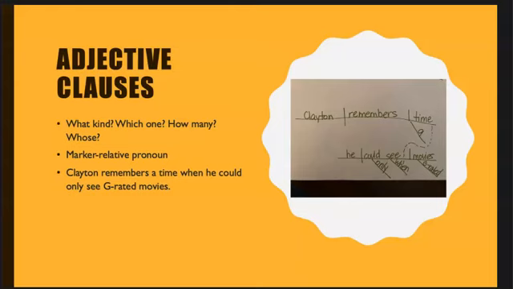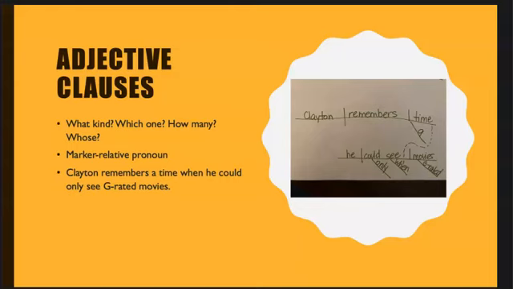An example: Clayton remembers a time when he could only see G-rated movies. We have two subject-verb relationships again here. The first, Clayton remembers, is our independent clause. It has no subordinate marker. It's going to be diagrammed on top.